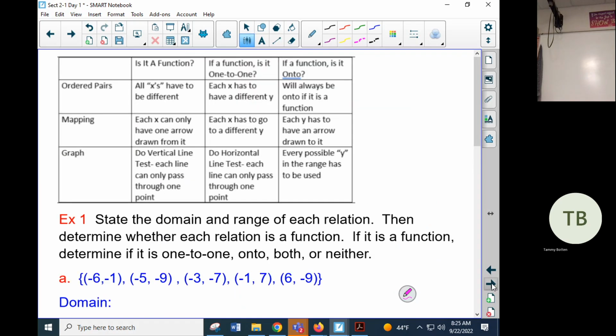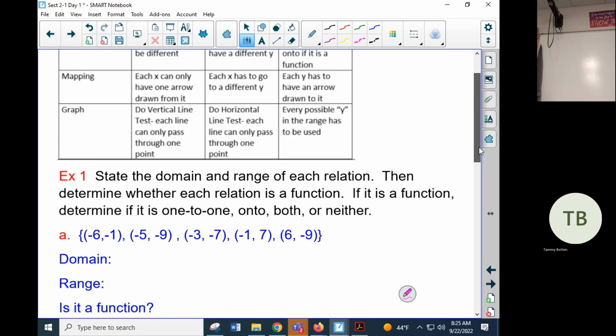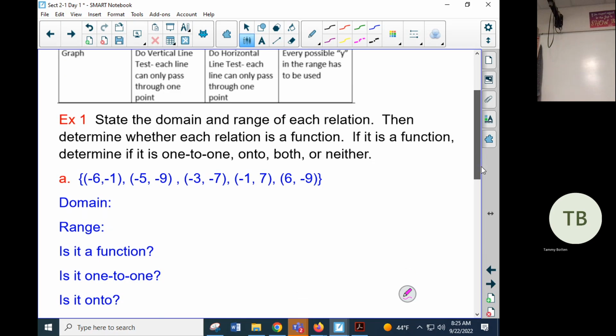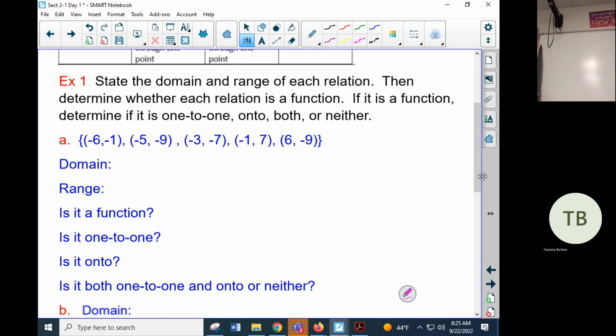There's just a lot of information in this. So again, here's your cheat sheet. And this is the first type of problem you're going to have. So they're going to give you a set of ordered pairs, and they're going to ask you to find the domain. Does anybody remember what the domain would be? Domain would be your x's or your y's. It's the x's. So what you would do here is just list your x's: -6, -5, -3, -1, and 6.